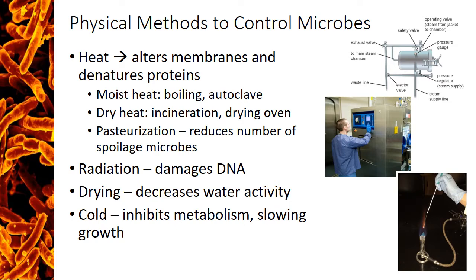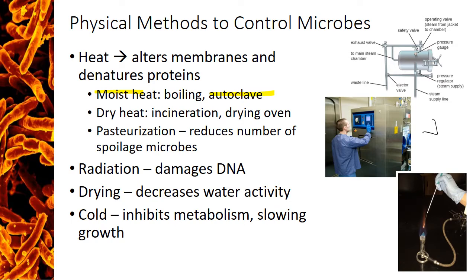There are a number of physical methods that we can use to control microbes, some of which are bactericidal and will kill them, others which are bacteriostatic and will not. So heat, for example, is one that is bactericidal. You can kill bacteria using heat. If you're going to use heat, the best heat source to use is what we call moist heat, which is typically through either boiling or using an autoclave. Autoclaves are how we sterilize a lot of equipment in research labs and also in hospitals.